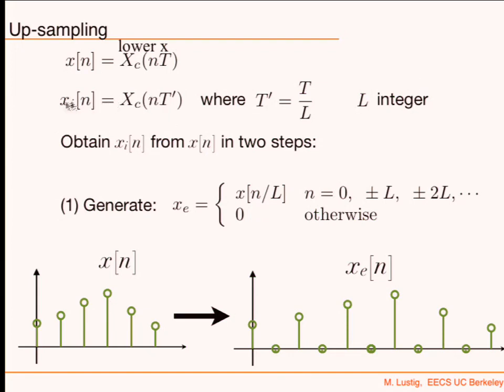So now the rate is changed, where now we're going to sample at T over L, where L is an integer. And you want to obtain x sub I, which is the interpolated one, I is for interpolation, from x of n in 2 steps. First, we're going to generate the expanded version of x. That's kind of like generating x sub s, right? So the similar impulsive version of it. Okay, so x sub e is going to be x of n over L, where n equals 0, plus minus L, plus minus 2L, and so on and so forth, and otherwise 0.